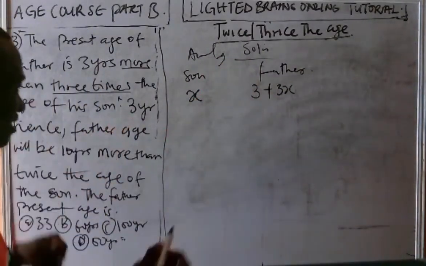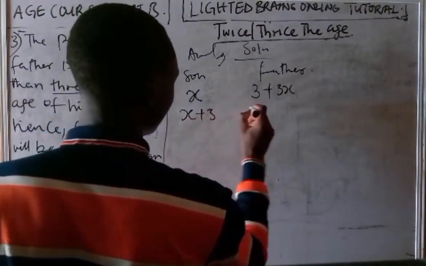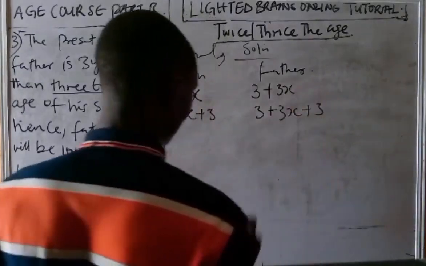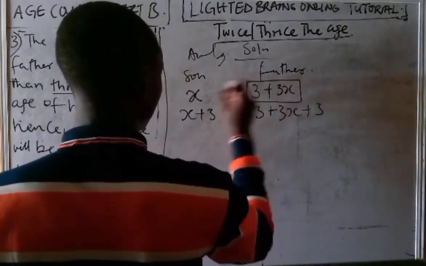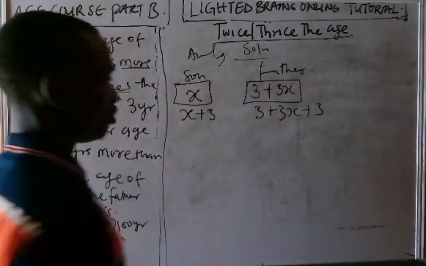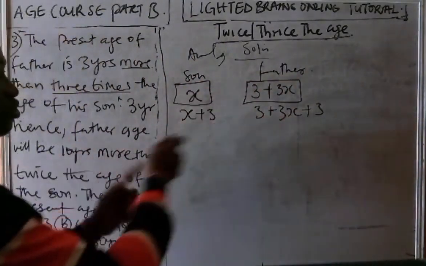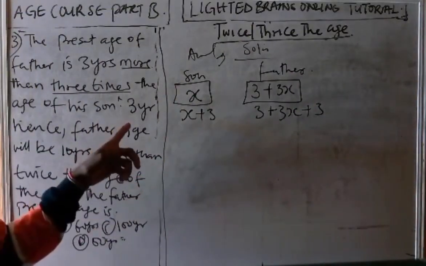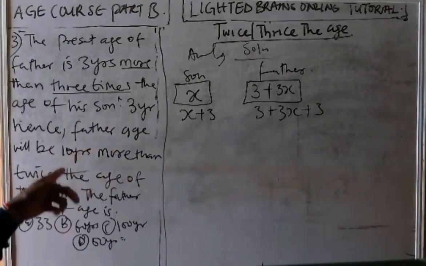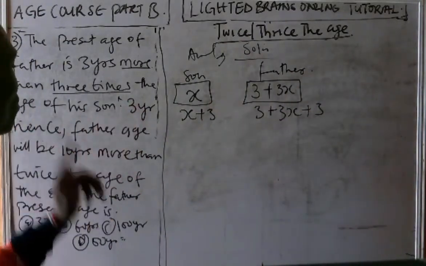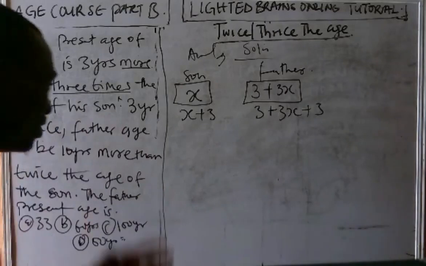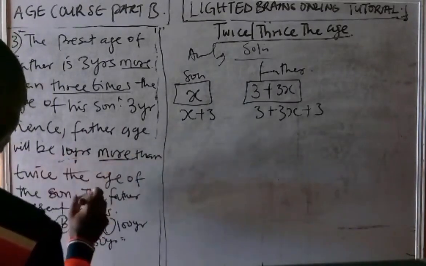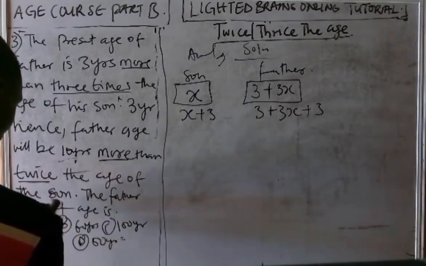It says 3 years hence, x plus 3 for the son, and 3 plus 3x plus 3 for the father. Know that these are the present ages, so please don't use this to compute x here, because this is the present age. So 3 years hence, father's age will be 10 years more than twice the age of the son.